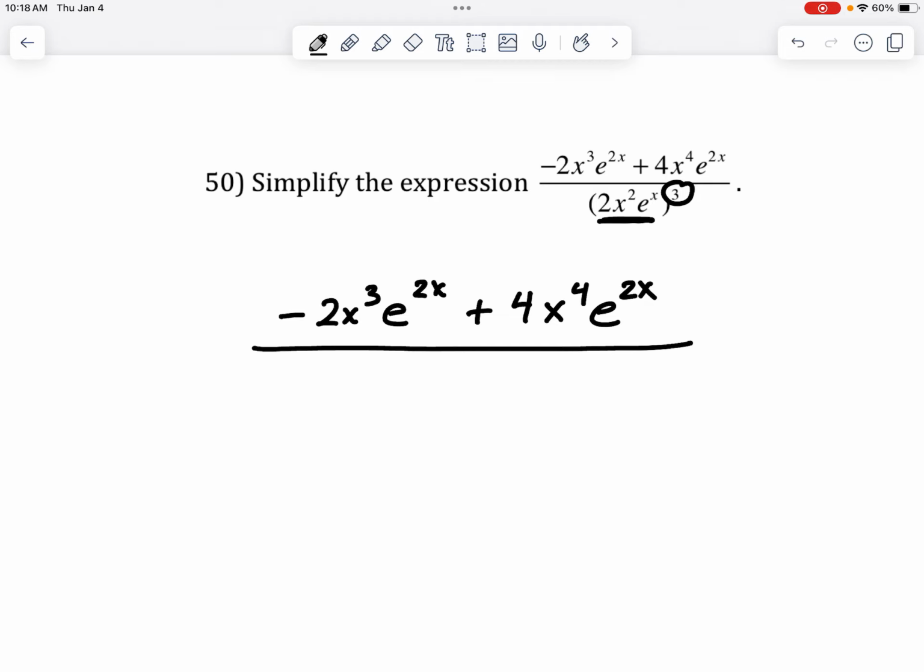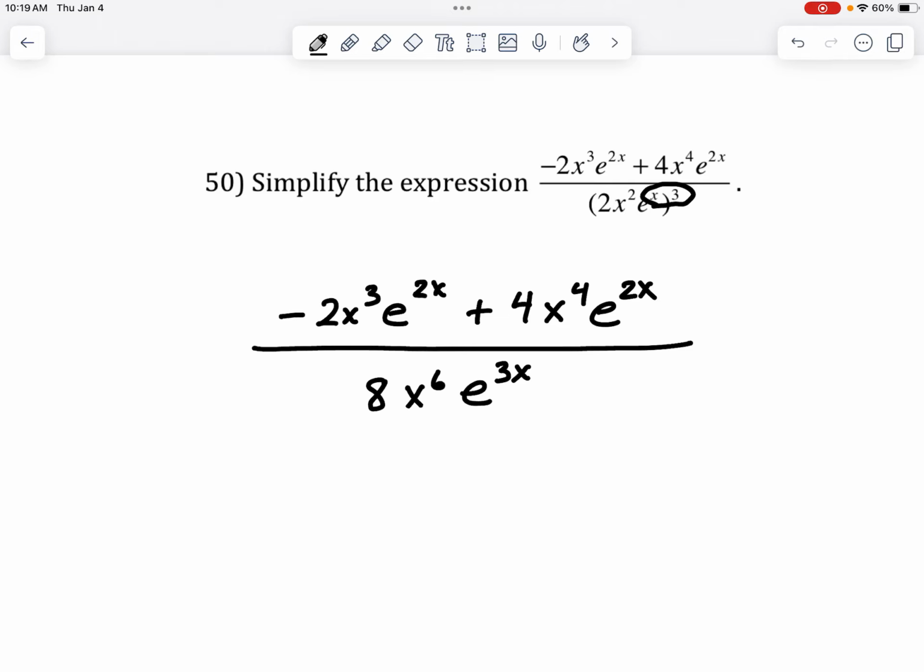And then for the bottom, the cube has to apply to everything. So there's going to be 2 cubed, which is 8. When you raise a power to a power, multiply. So there's going to be x to the 6th. And you do the same thing with the e to the x. When you raise a power to a power, you multiply. So that means it's going to be e to the 3x.